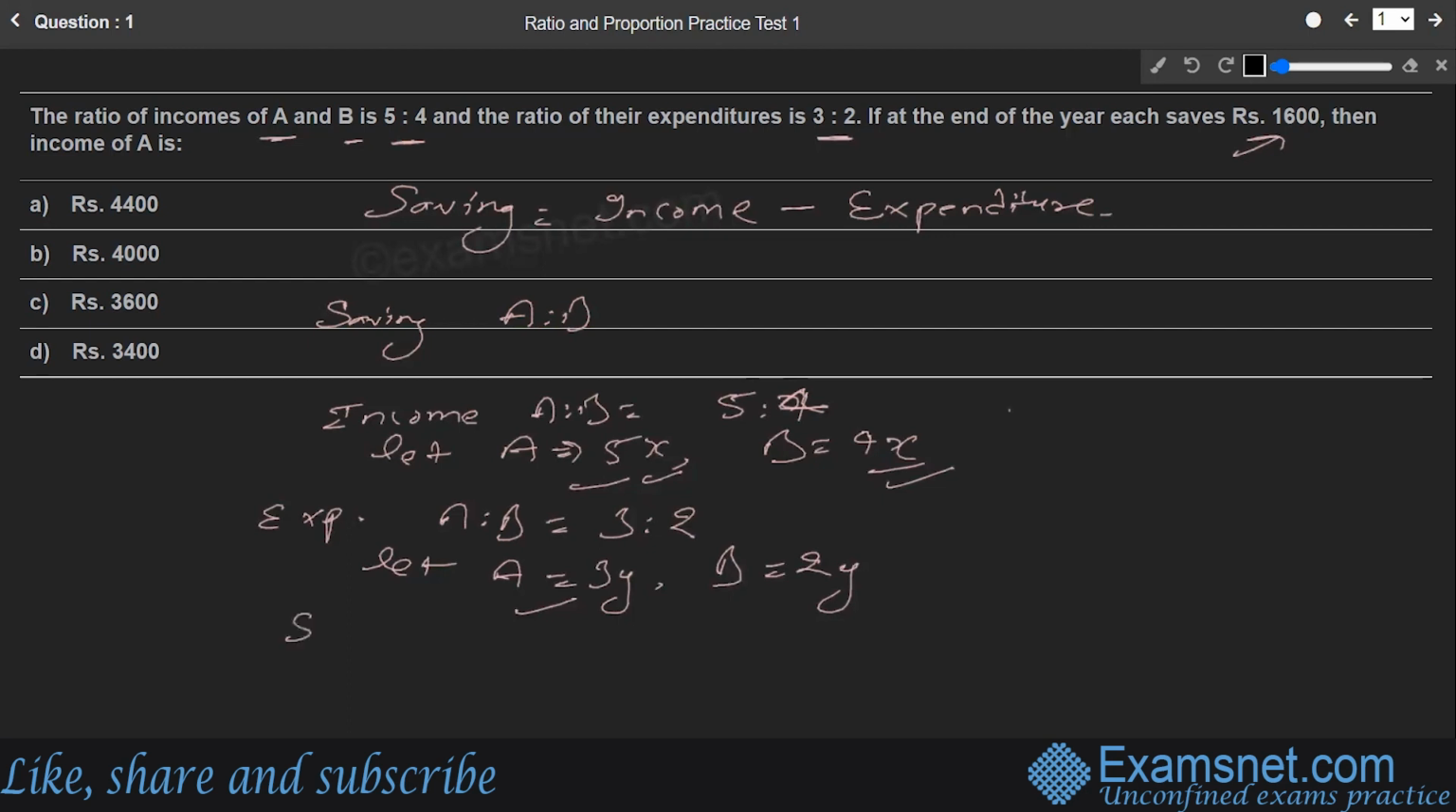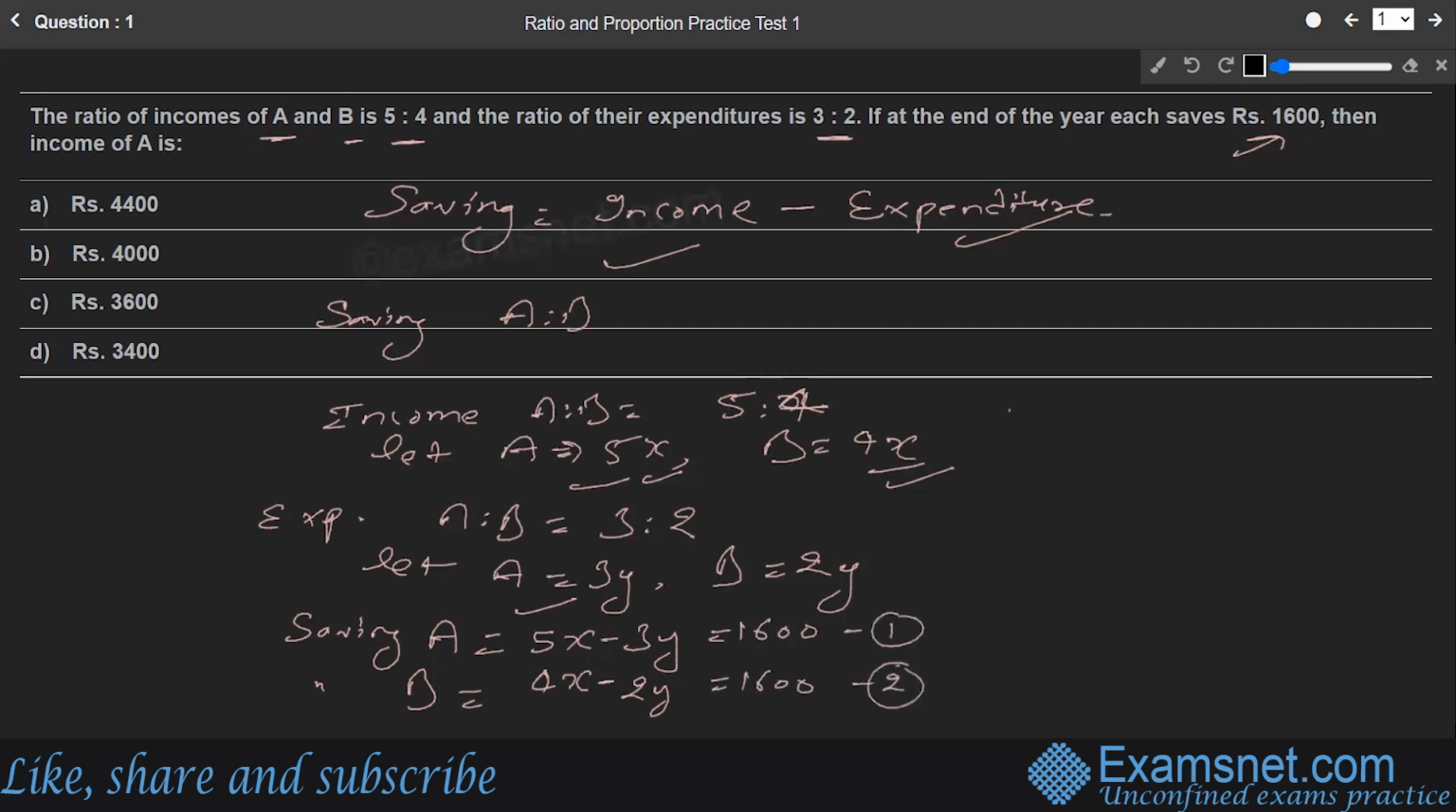As saving is income minus expenditure, saving of A will be 5x minus 3y. Similarly, saving of B will be again income minus expenditure. Income of B is 4x and expenditure of B is 2y, so it has to be 4x minus 2y. And then they say they each save 1600 rupees, so we can write both of them as equal to 1600. Let's make this the first equation and this the second equation. So these are the two equations that we have formed.